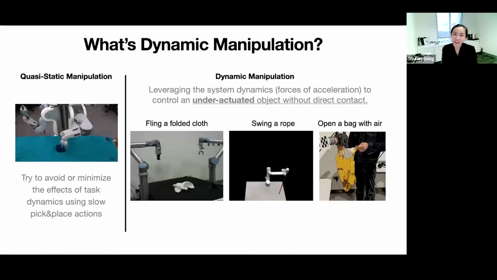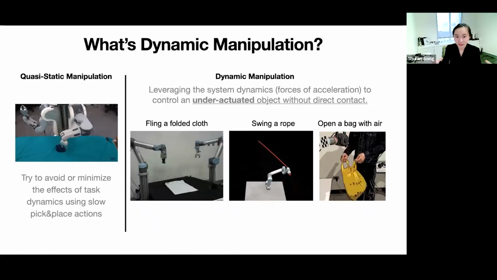And this kind of advantage is even more salient if we start to consider deformable objects, or in general under-actuated objects or systems. Fundamentally, what it allows the system to do is to make use of the accelerations in action in order to control those out-of-contact positions on those deformable objects. Here are just a few examples of those actions, such as flinging a cloth, swinging a rope, or opening a deformable bag with active airflows.